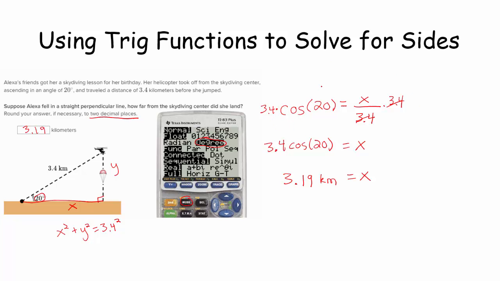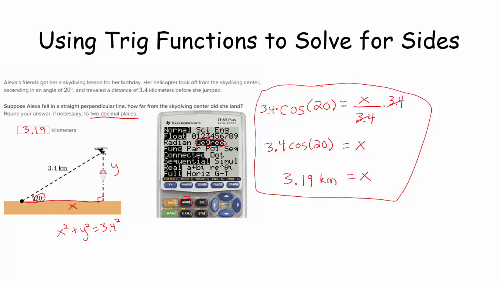So notice we have two techniques in our arsenal now. We can write trig equations, like this one, to solve for a missing side. Notice that we're using one of the known angles. So I know this 20 degrees, I know the hypotenuse, I don't know the adjacent side. I could write an equation using the cosine function and solve for that adjacent side.